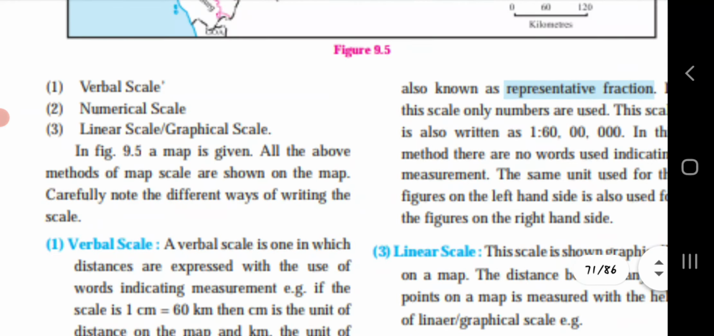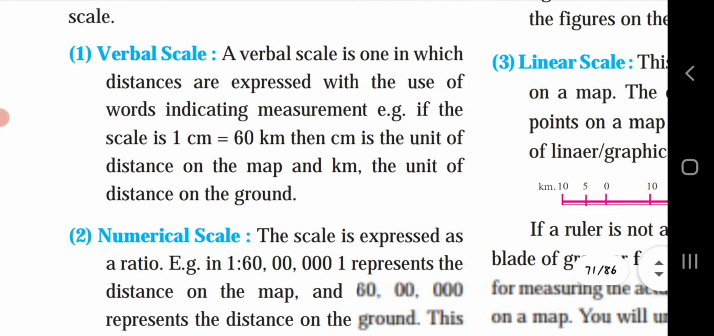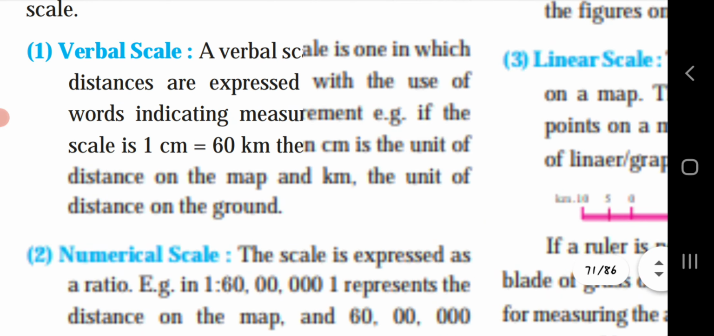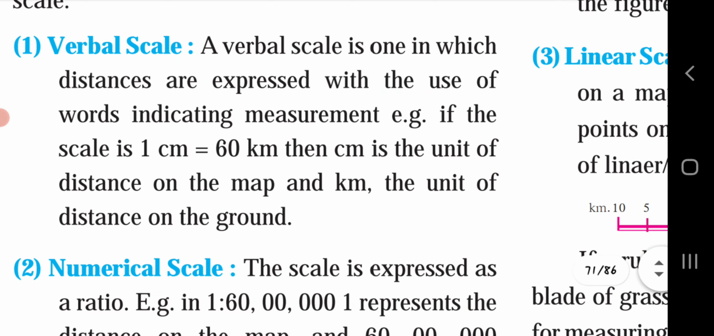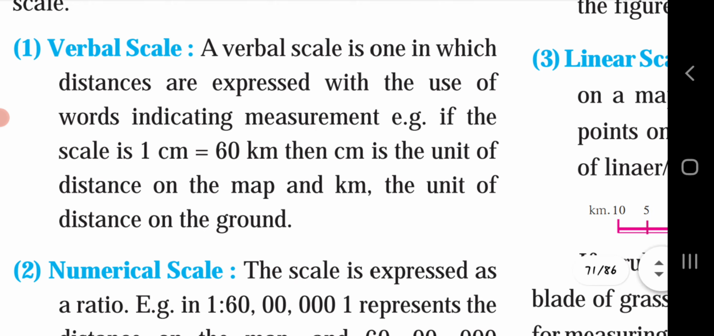Let's start. Verbal scale. A verbal scale is one in which distances are expressed with the use of words indicating measurement. Example, if the scale is 1 centimeter equals 60 kilometers, then centimeter is the unit of distance on the map and kilometer is the unit of distance on the ground. So kilometer denotes the distance on the ground, and 1 centimeter shows what we are drawing on paper when we draw the map of that particular area, that is, 1 centimeter equals 60 kilometers. This is known as verbal scale.